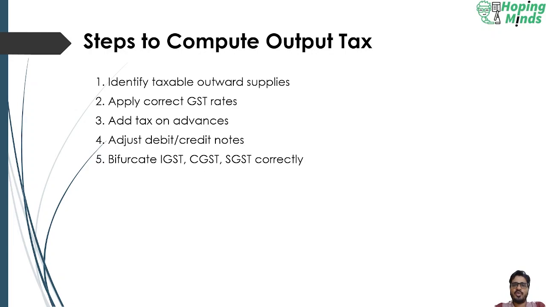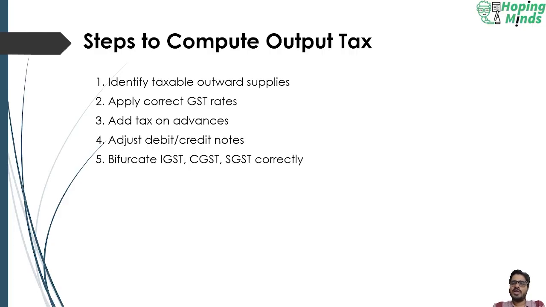So what are the steps to compute output tax liability? First we have to identify the taxable outward supplies and non-taxable outward supplies. Then based on the HSN and description of goods, we have to apply the correct GST rates on the taxable outward supplies during the reporting period. Then we have to add tax on advances. So if we are into services, then GST on advance has to be paid in case the advance amount exceeds rupees 2 lakhs. So we have to add the tax on advances also. Then we have to adjust the debit notes and credit notes issued during the reporting period.